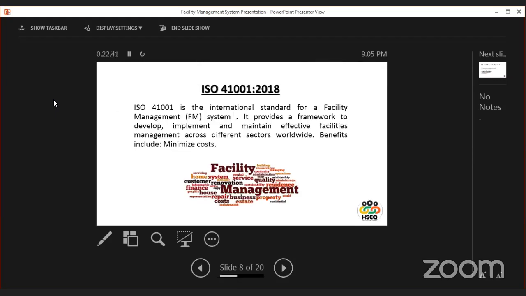A little bit of introduction of this standard. ISO 41001 is an international standard for facility management system. It provides a framework to develop, implement, and maintain effective facilities management across different sectors. Worldwide benefits include minimizing cost.